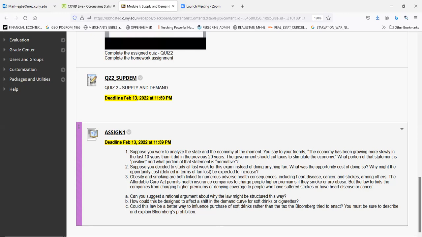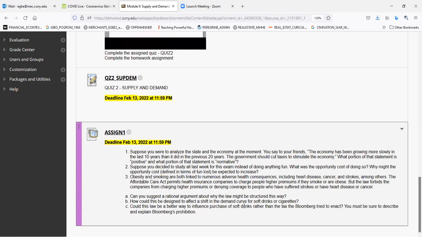It says obesity and smoking are linked to numerous adverse health consequences, including heart disease, cancer, and stroke, among others. The Affordable Care Act permits health insurance companies to charge people higher premiums if they smoke or are obese. The law forbids the company from charging higher premiums and denying coverage to people who suffer stroke or have heart disease or cancer. Okay.